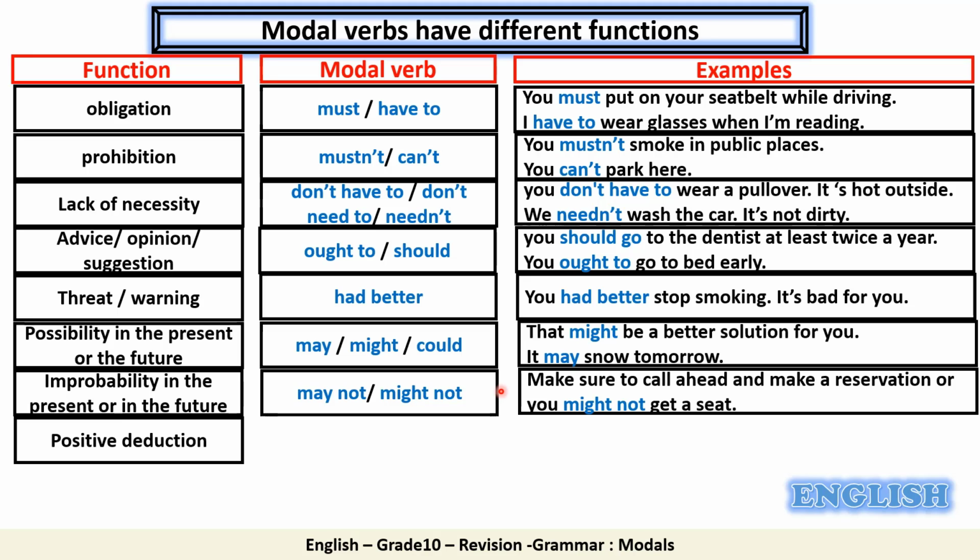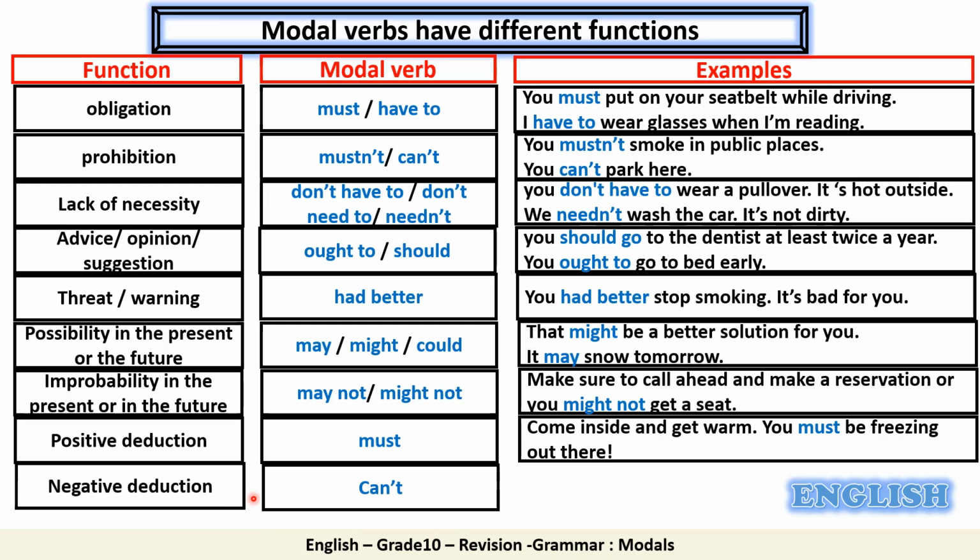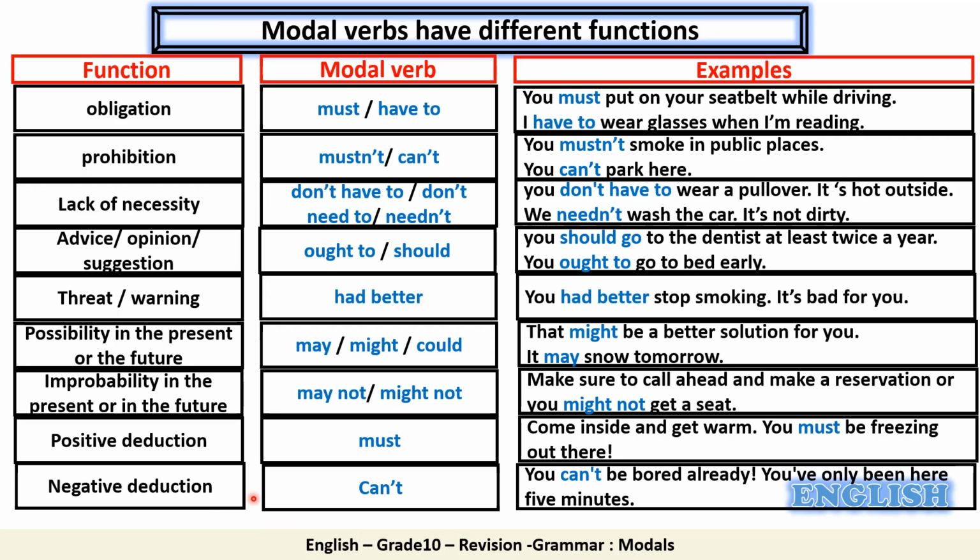We also have positive deduction that is expressed by the modal must. For example, come inside and get warm. You must be freezing out there. And finally, we have negative deduction that is expressed by the modal can't. For example, you can't be bored already. You've only been here 5 minutes.